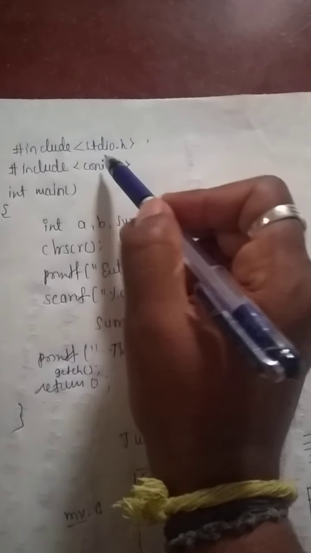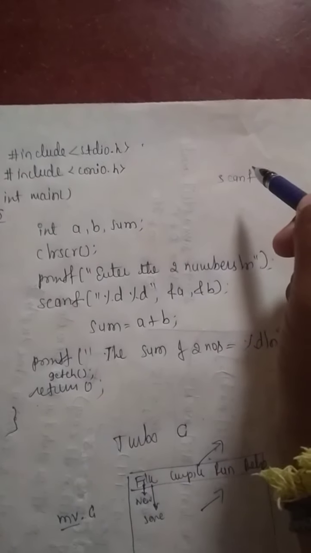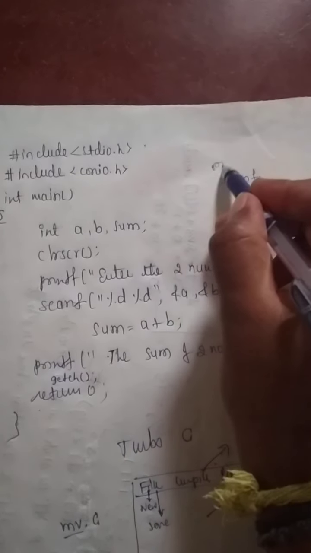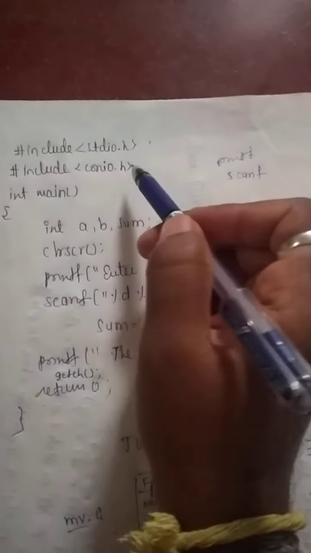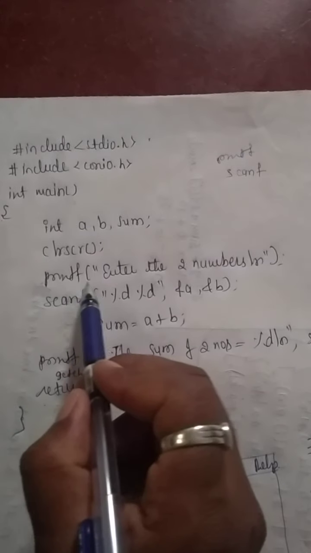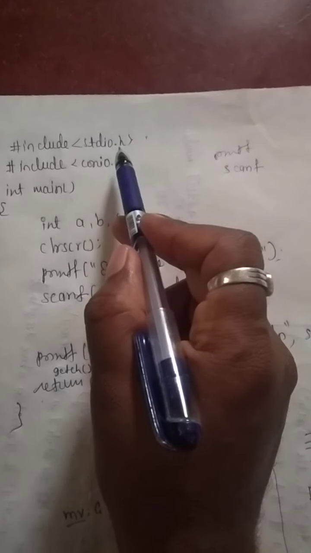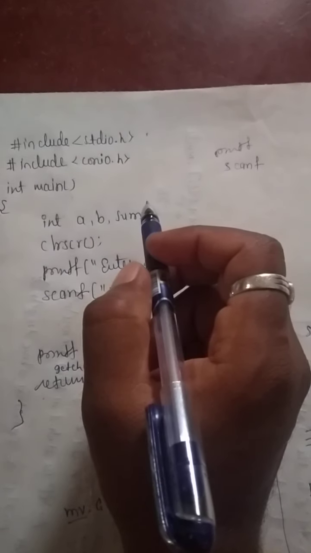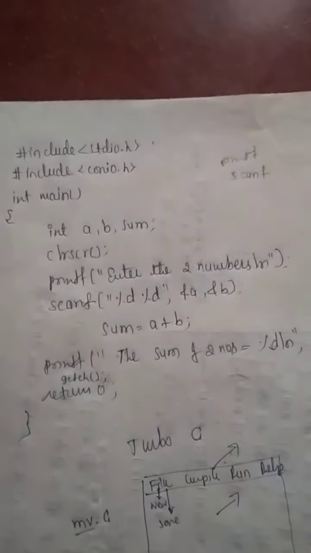Standard input means the scanf statement. Standard output means the printf statement. If you are using these two statements in your program, you should include stdio.h. Here I am using the printf statement and the scanf statement, so I have included stdio.h. Like that, I am going to include one more header file, conio.h, the console input output header file.